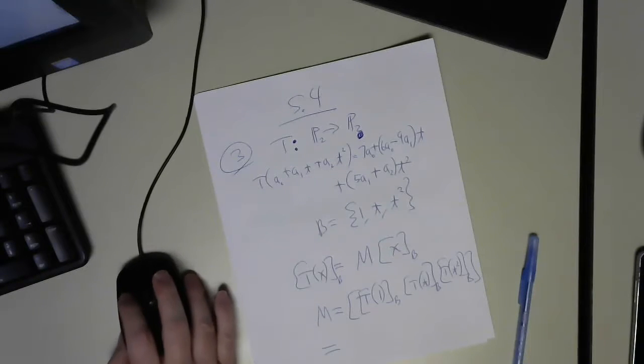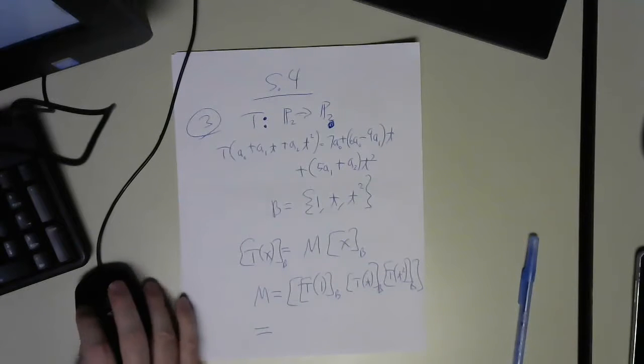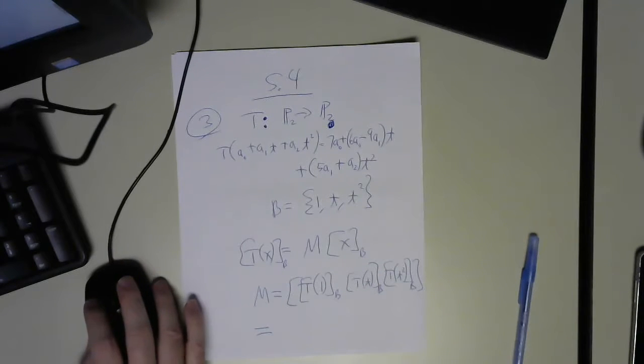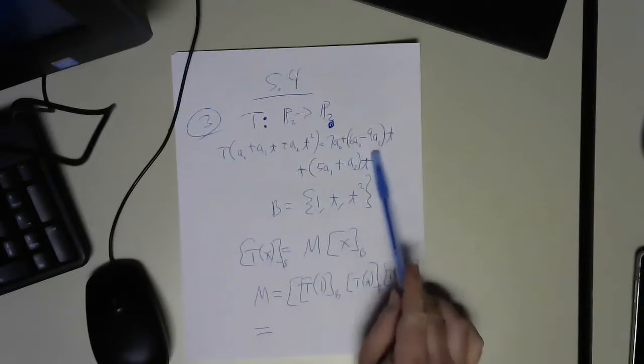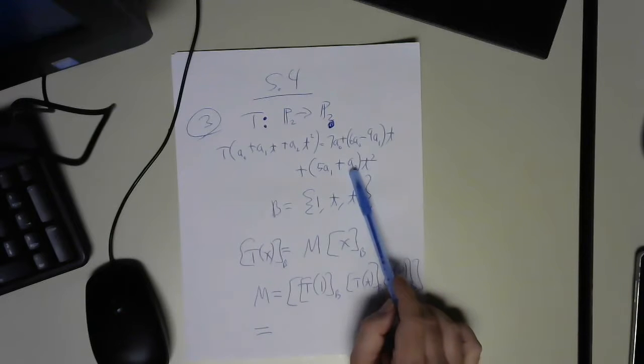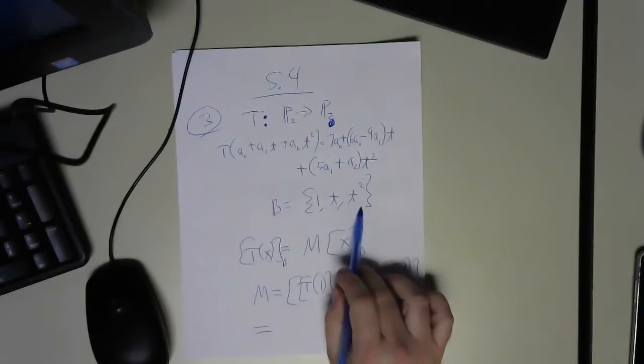All right, so number 3 from section 5.4. I kind of got it started here, but let's take a look at it. It says, assuming this mapping is defined by this equation, assume it's linear, find the matrix representation of T relative to the basis B, which is right there.